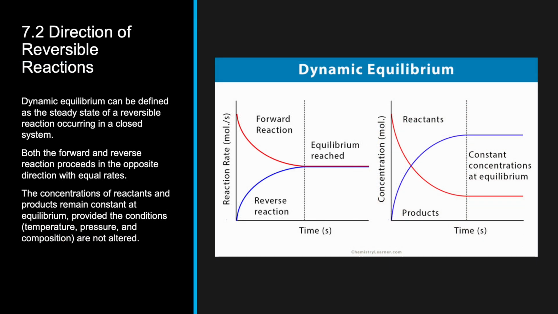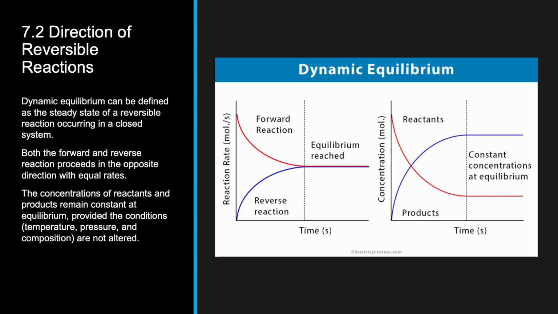So first, let's go into what a dynamic equilibrium is. This can be defined as the steady state of a reversible reaction, which occurs in a closed system, which we already talked about in 7.1. In a dynamic equilibrium, both the forward and reverse reactions proceed in opposite directions with equal rates, and the concentration of the reactants and products remain constant at equilibrium.